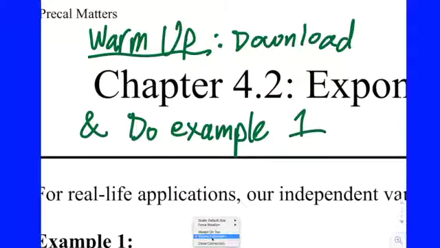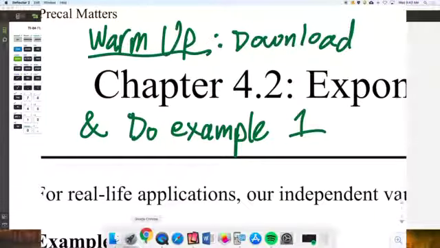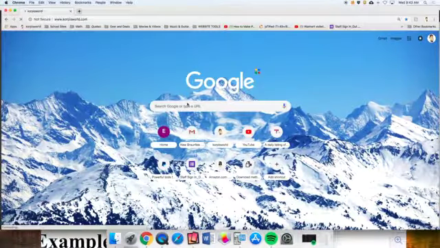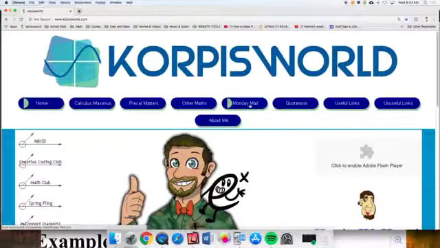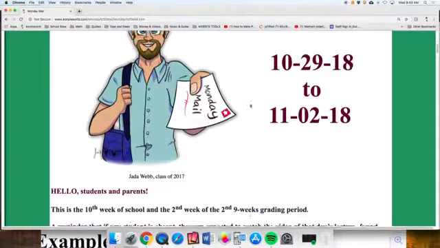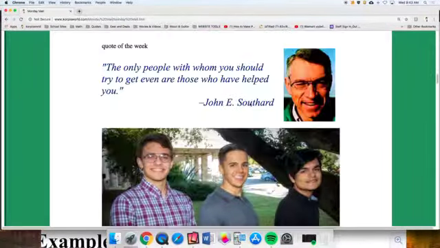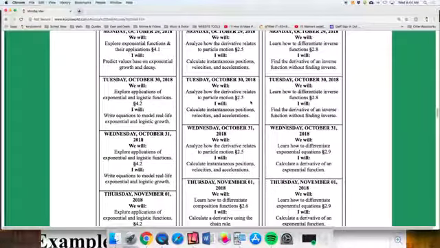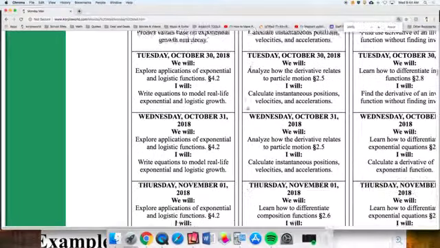So if we take a look at this, what's your favorite website in the world? There you go, Corpy's World. So down here, they're those fine gentlemen again. That'll be all next year. Yeah, for sure. So today is Wednesday, right?